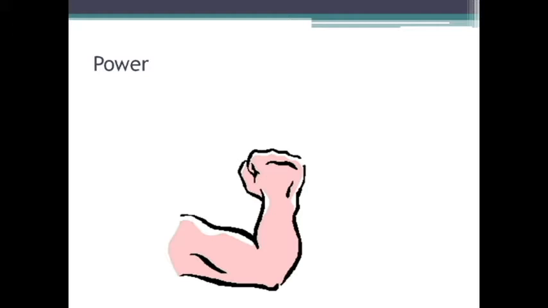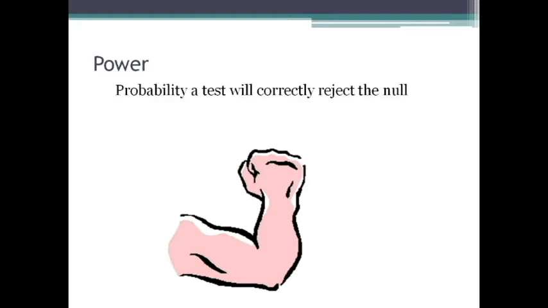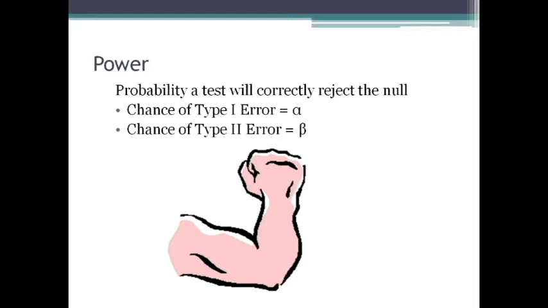So, the power of a test is best described as the probability that a test will correctly reject the null hypothesis. The null hypothesis has always been our default position. You can imagine thinking in terms of alpha and beta. Alpha is the chance of type 1 error. How likely is it that you will reject the null hypothesis when you should have failed to reject it? Beta is the opposite. How likely is it that you will fail to reject the null hypothesis when you should have rejected it? So our power ends up being 1 minus beta.